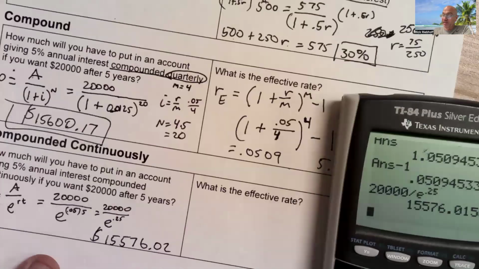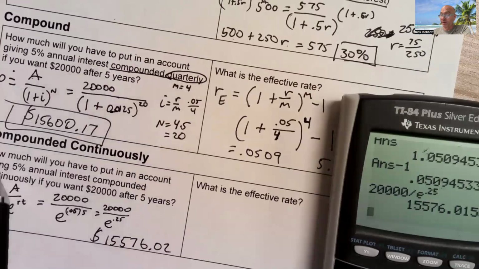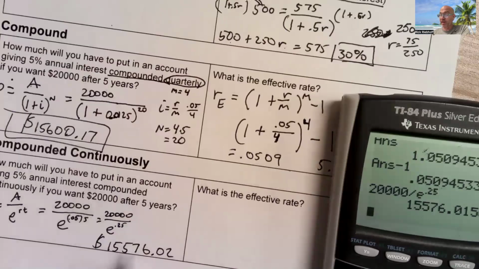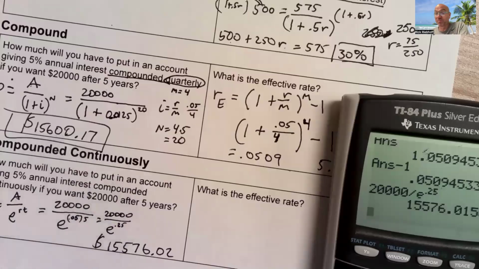So check this out. Same idea as this, compounded quarterly, compounded continuously. To get 20,000 continuously, I have to put in about $24 less at the start than I would if it was compounded quarterly. Compounded continuously is more better.